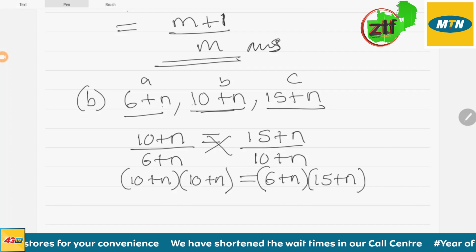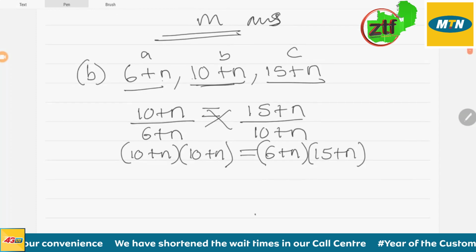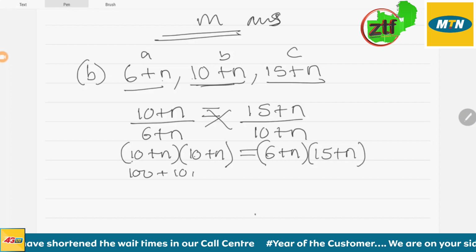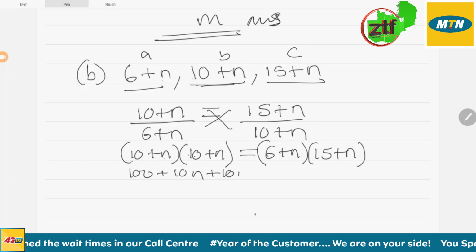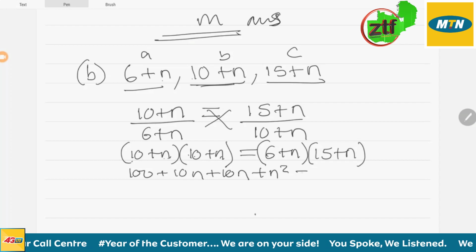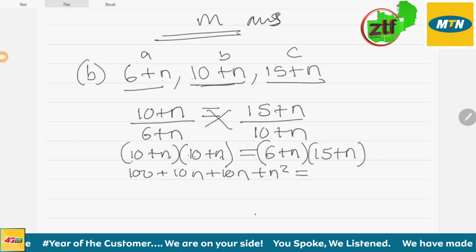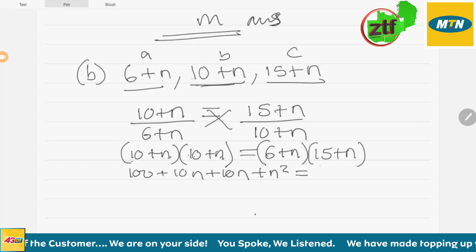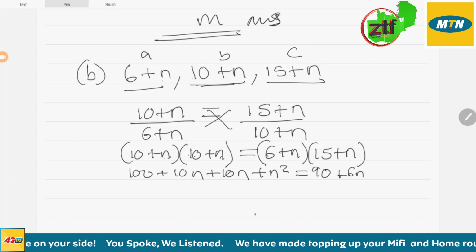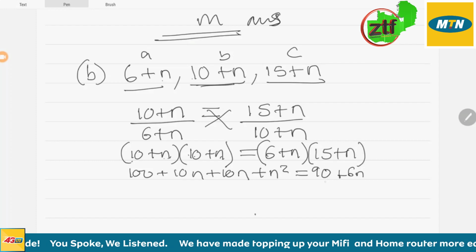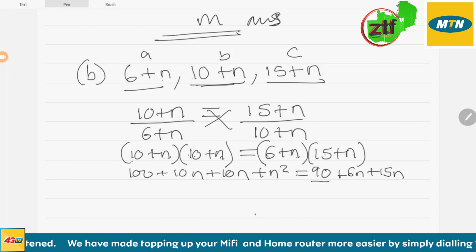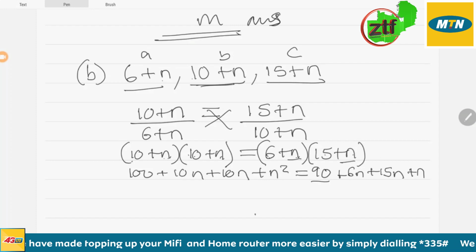Right. So now we can expand the brackets. When we expand the brackets, we have 10 times 10. This gives us 100. And 10 times n, this gives us 10n. N times 10 also gives us 10n. And n times n gives us n squared, which is equal to, we now expand the right hand side, 6 times 15, this is going to give us 90, plus 6 times n, this is going to give us 6n, then n times 15, we have plus 15n, then n times n is going to give us n squared.